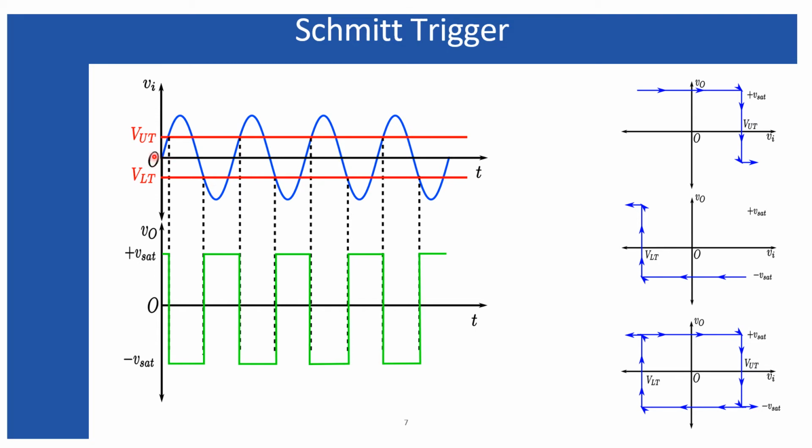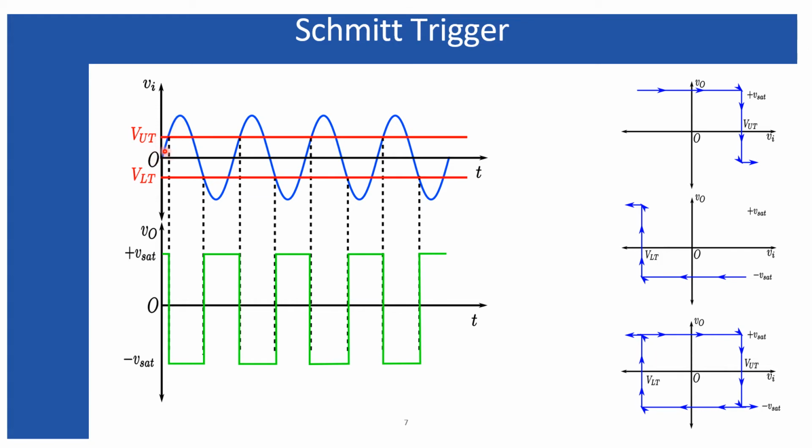First of all, I'm assuming the output is at plus VSAT, so that the reference voltage is set at the upper threshold, and I'm assuming the peak amplitude of the sinusoidal input is greater than the upper threshold as well as the lower threshold. That means the negative peak of the input voltage is beyond the lower threshold, and the positive peak is greater than the upper threshold.